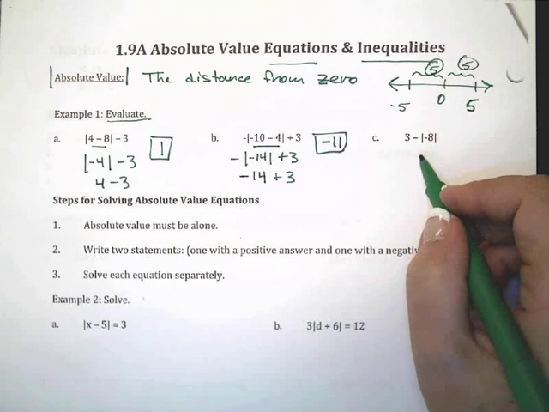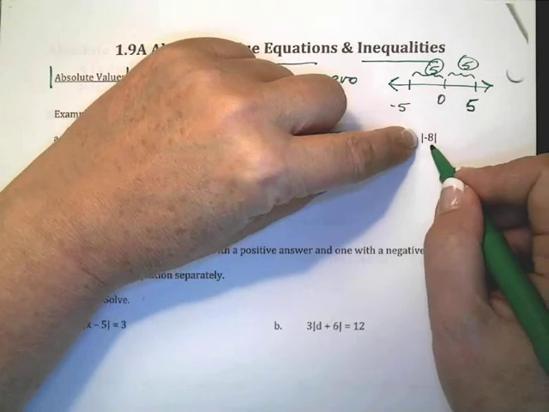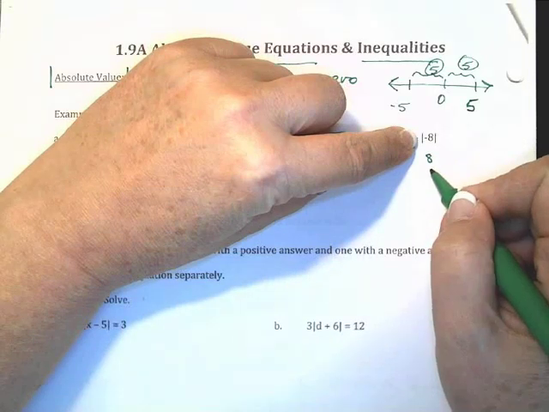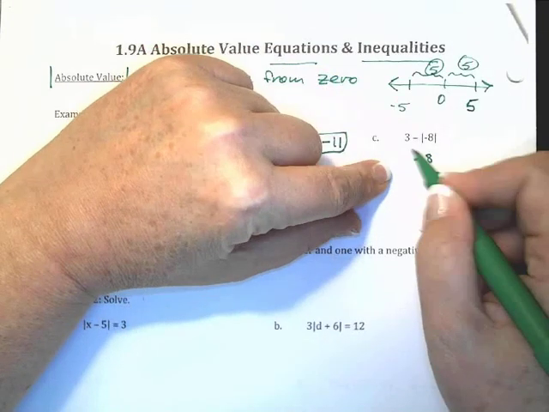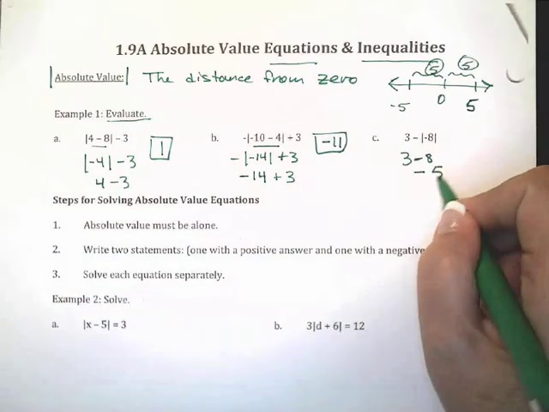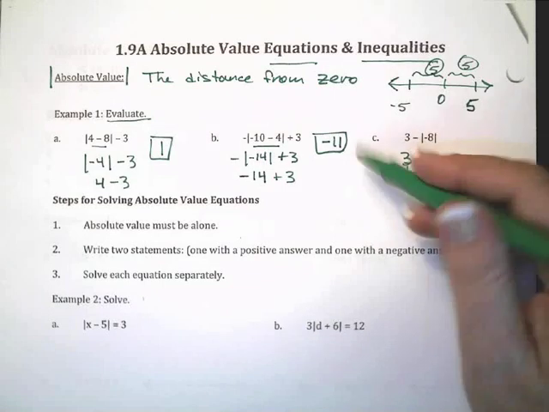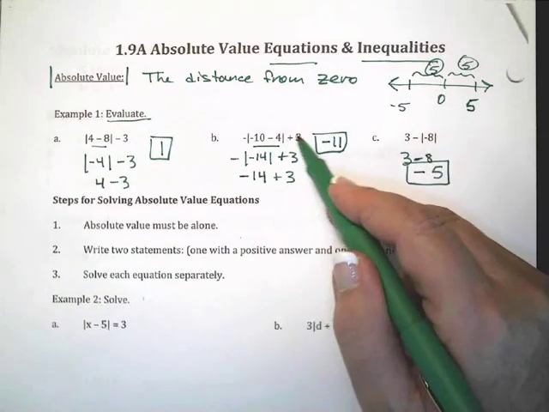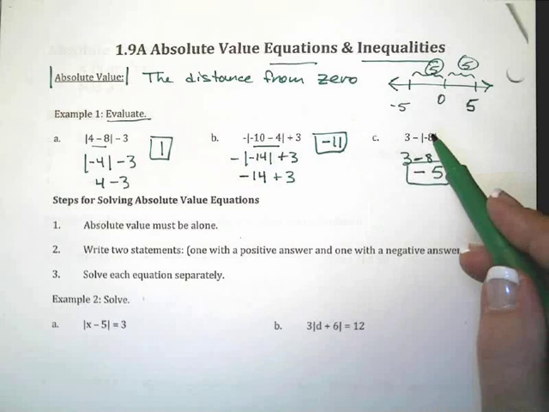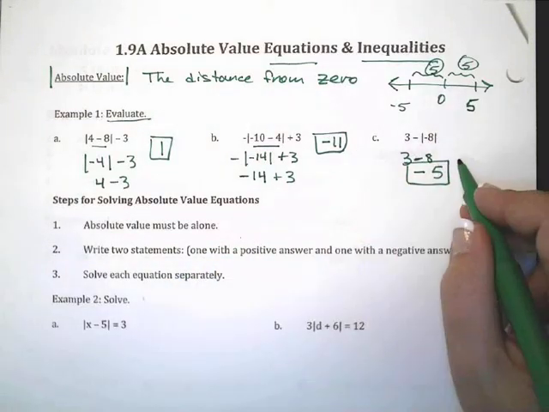And then example C, again, ignore the negative out front, take the absolute value of negative 8 to get 8, then you can go ahead and put the negative. So we have 3 subtract 8, which gives us negative 5. So we can end up with negative answers because there can be other things in front of the absolute value that change so that we do have a negative simplified answer.